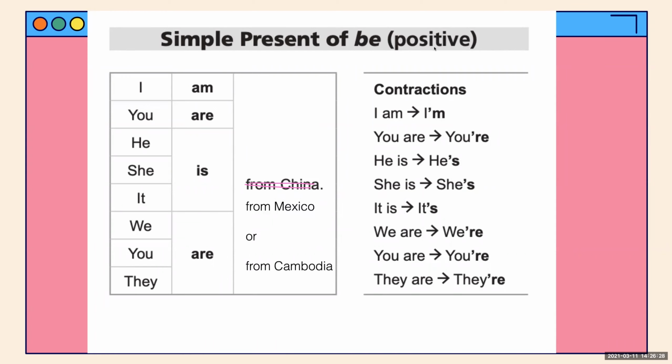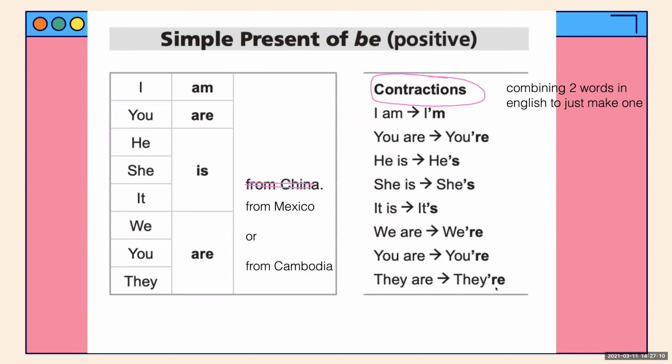So we want to go ahead and look at contractions. We talked about these in class before, but I want to make sure that we go over them. Contractions just mean that we're making the word short. We're combining two words in English to just make one. Remember, I am is two words. Now we're making it into one, and it's I'm. You are, you're. He is, he's. She is, she's. It is, it's. We are, we're. You are, you're.